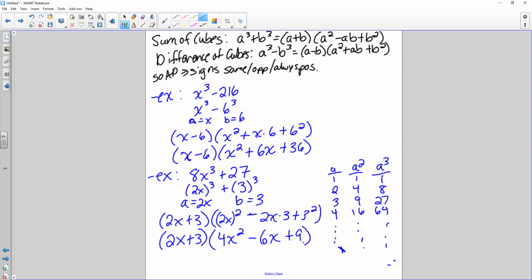So that's my answer. If I want to multiply these out, distribute the 2x to everything, distribute the 3 to everything, we'll see things drop out and we'll just be left with my original 8x cubed plus 27. So it's not a bad idea to check that out, give that a try, make sure it works out.